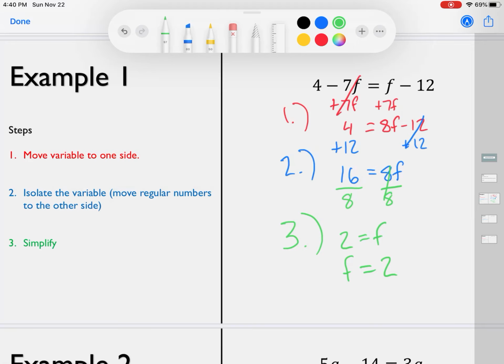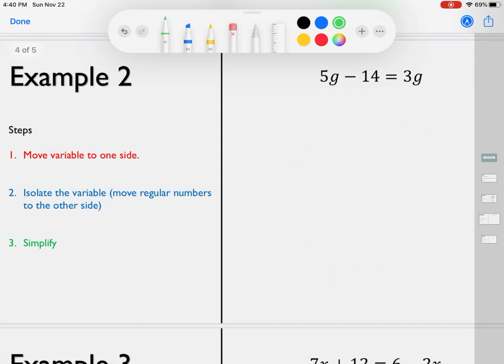That step's completely optional, but I'm kind of weird and I like it visually to look that way. So I'm going to flip mine because, like I said, I'm weird and I'm picky that way.